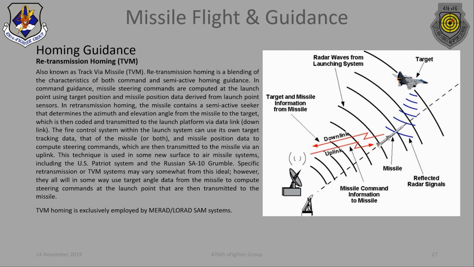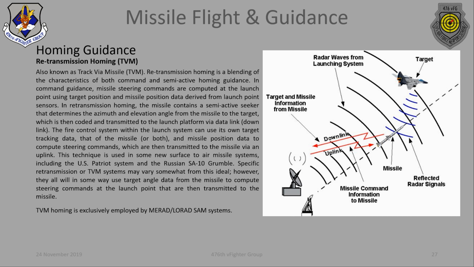However, rather than in the case of semi-active, where the missile then processes that return and guides onto it, the missile sends that signal via a two-way data link back to the tracking station. The tracking station then does the signal processing and sends a guidance command signal back to the missile. So essentially, you are literally combining semi-active and command line of sight.